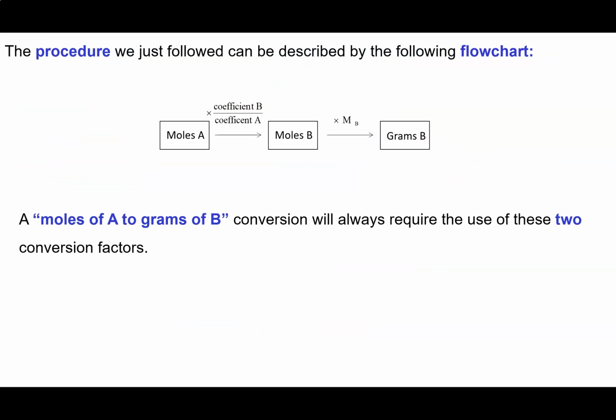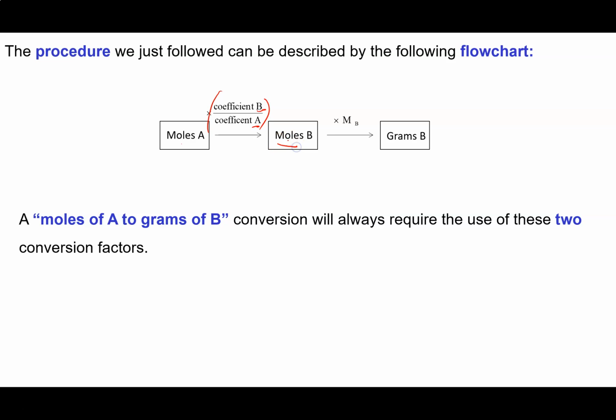Okay, so this is a little flowchart illustrating what we did in both of those examples where we were doing moles of A to grams of B. So what we're going to do to go from moles of A to moles of B is multiply by the conversion factor that has the coefficient of the B on the top line and the coefficient of the A on the bottom line. The mole ratio that relates A and B could be derived from formula subscripts, or could be derived from the coefficients that appear out the front of the substance in a balanced chemical equation.